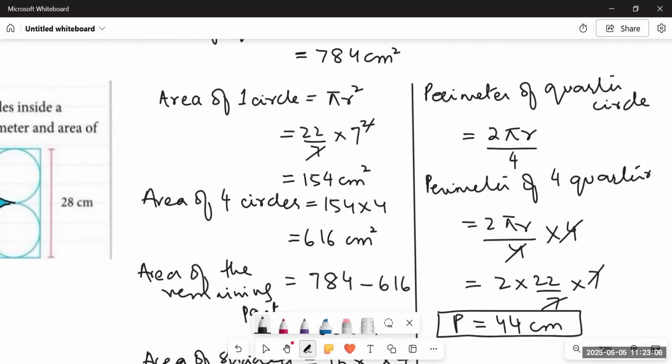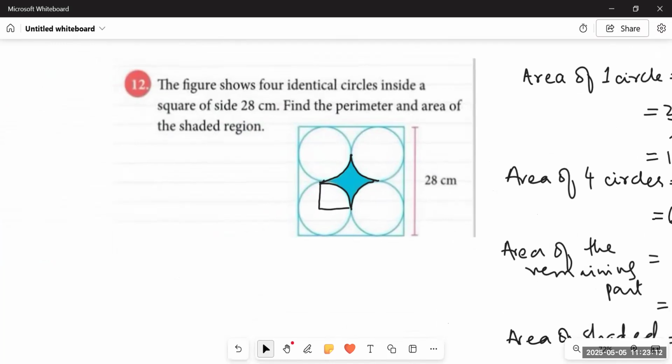How easy it is. Basically, you have to figure out what we have to do. So what we did, first we figured out that all the shaded parts include the quarter circumference. So we added all these circumferences and it gave us a complete circle. So we found the perimeter of the whole circle and there you go.